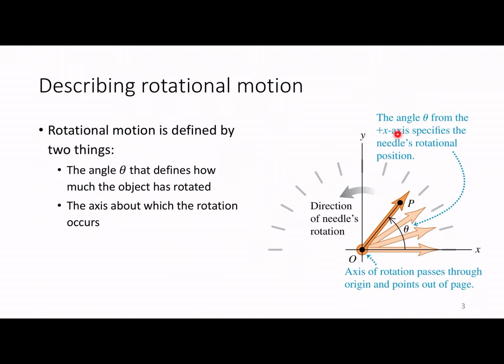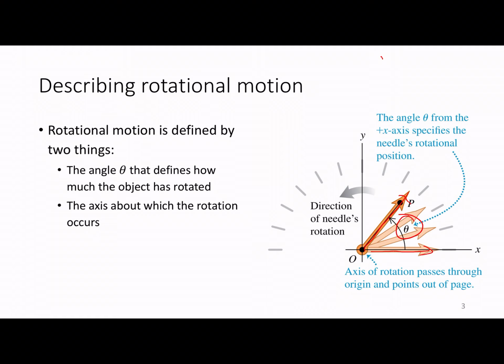One is the angle, theta, about which it rotates. This should be pretty straightforward. If the compass needle starts out here and then rotates some amount theta, that angle theta tells me how far it's rotated. We'll use the usual way of denoting theta: it's the amount that I rotate off of the x-axis. So if in doubt, theta is the angle off of the plus x-axis.